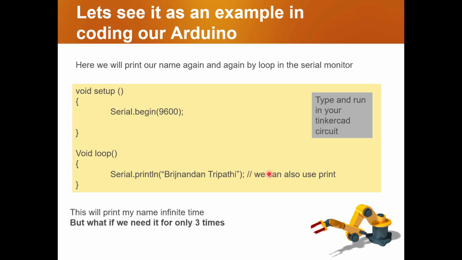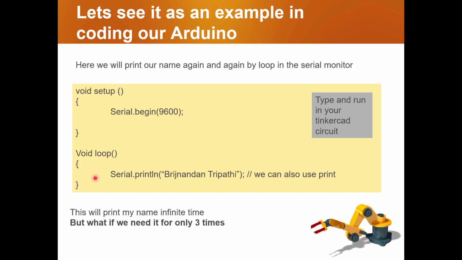Suppose I want to print my name 10 times or 20 times or 300 times, any number of times. How to do that? So void setup. In this, we are going to write only that which is required to run only one time. So I have written Serial.begin(9600). If you remember from the last lecture, this line is written whenever we want to communicate with the Arduino or our system.